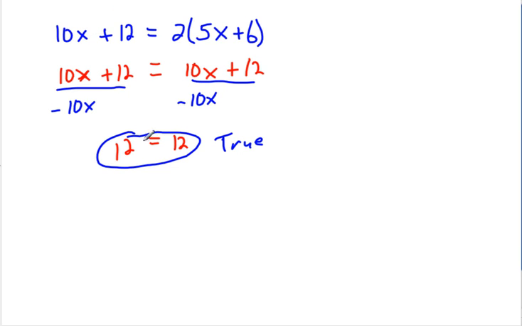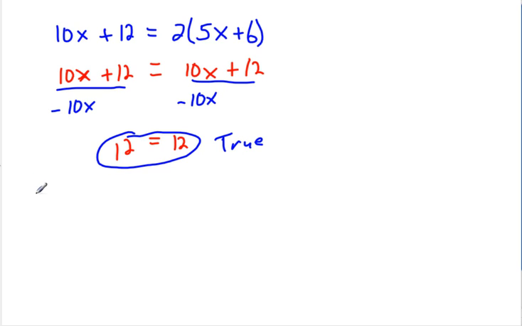And whenever you get a statement like this, I recommend you always plug in two different things. So plug in something easy like 0. So 0 plus 12 is 12, and then here we have 0 plus 6 times 2 is 12. So 0 works. Try something else easy like 1. So 10 plus 12 is 22. 11 times 2 is 22.